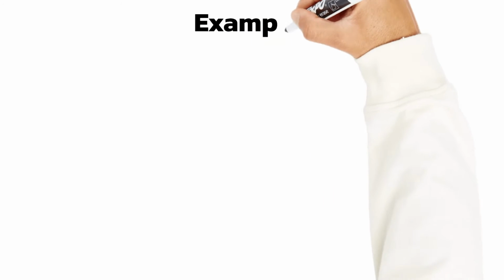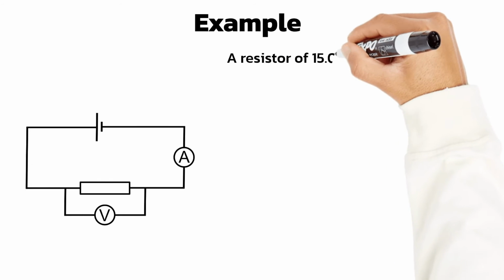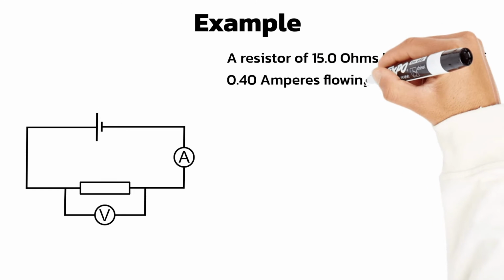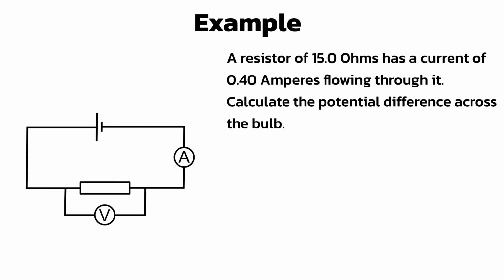Try this example question. A resistor of 15 ohms has a current of 0.4 amperes flowing through it. Calculate the potential difference across the bulb. Pause the lesson and restart when you're ready.